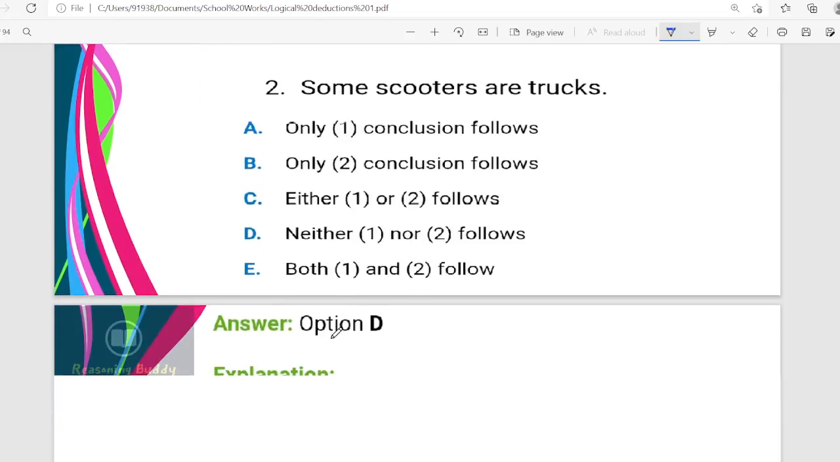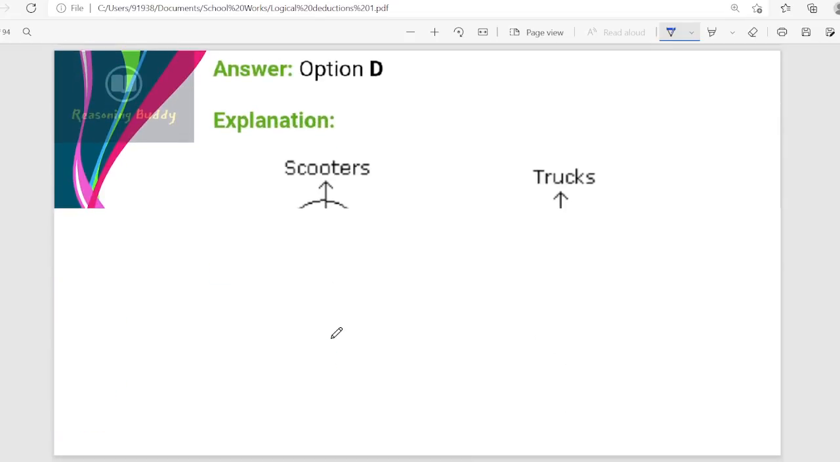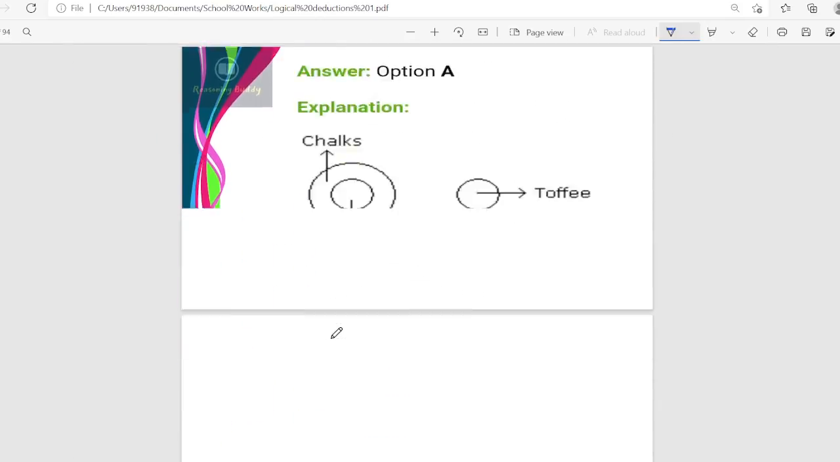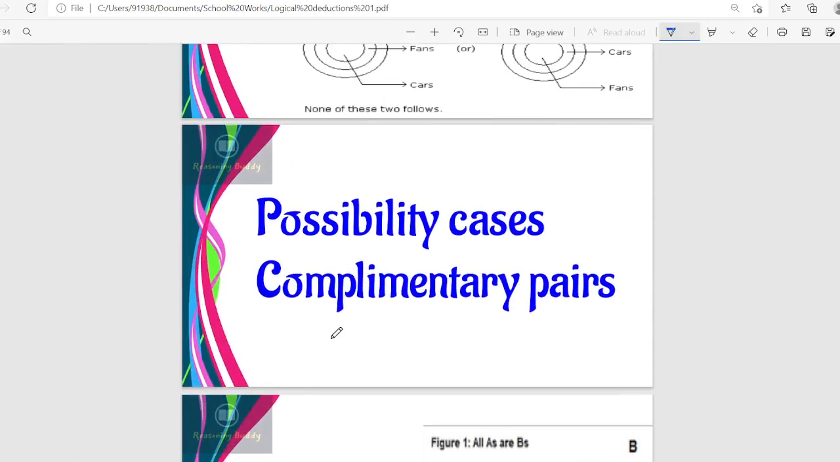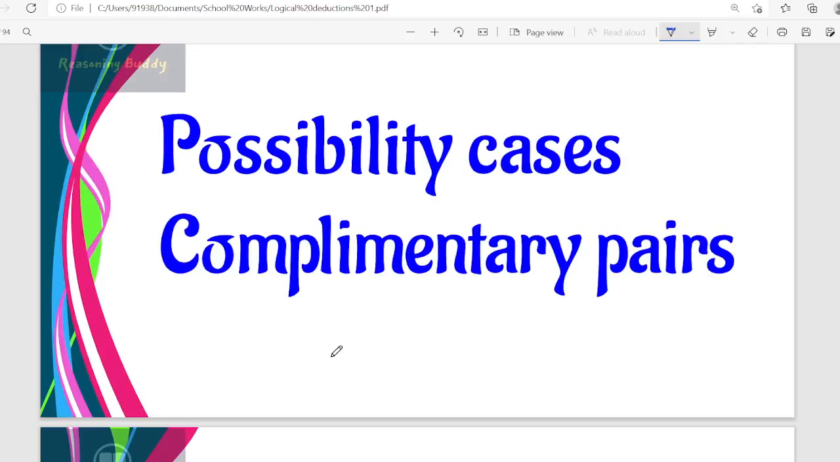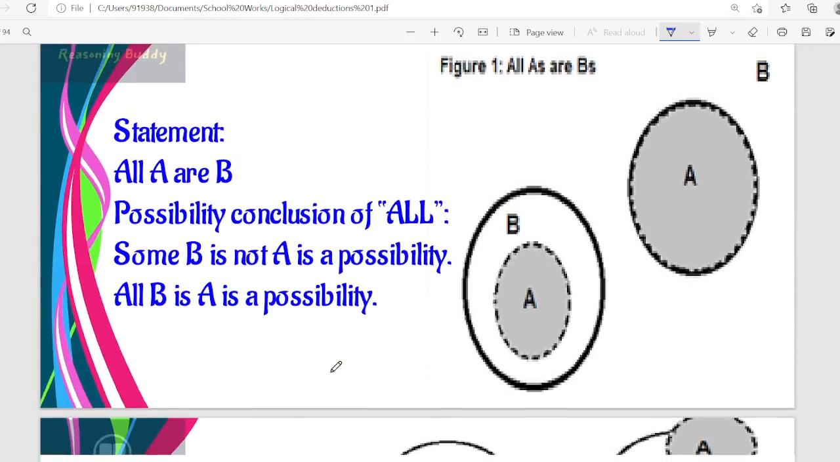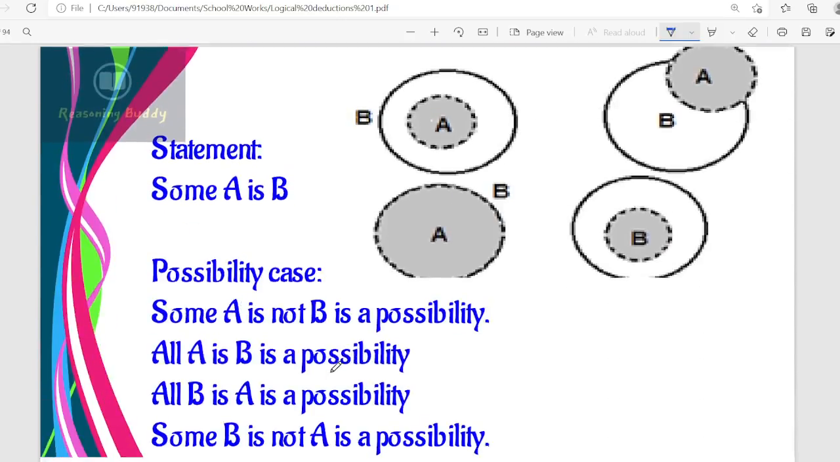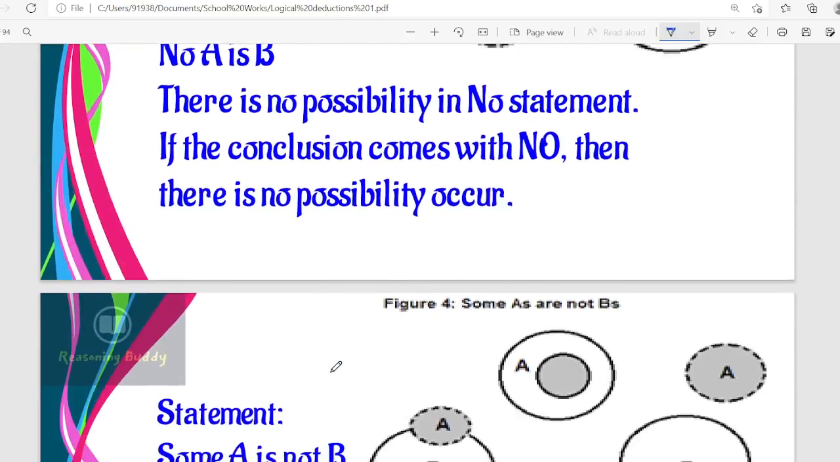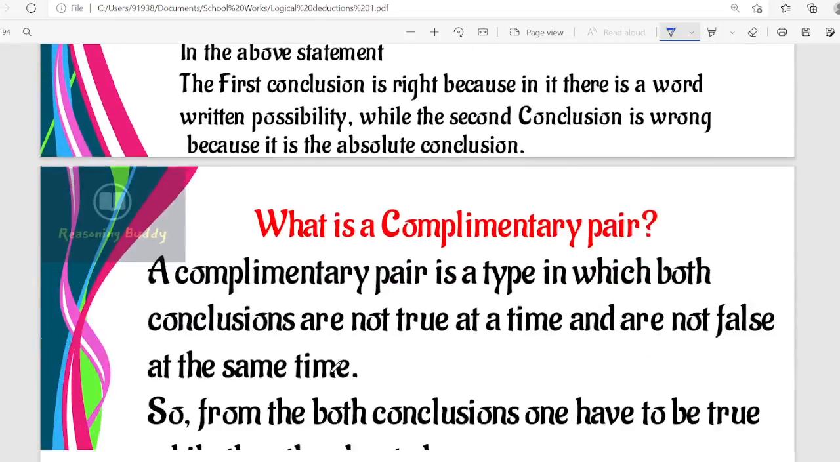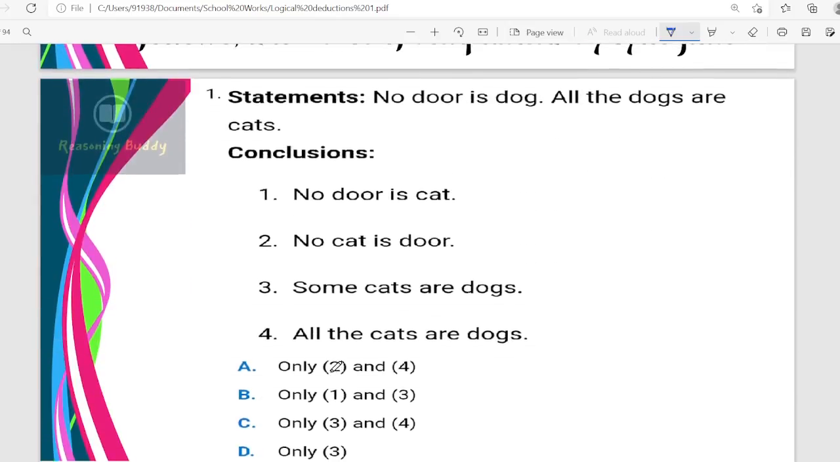Okay, if I think you can easily learn this, so we'll go for another. This is the possibility, complementary case. Okay, let's go for this. These are the examples for that. If you do the sums, you can understand easily than this theory.